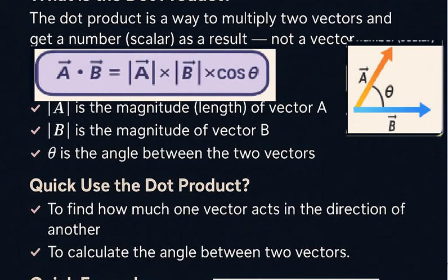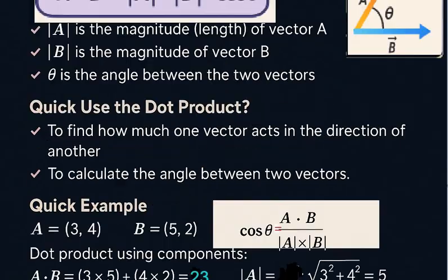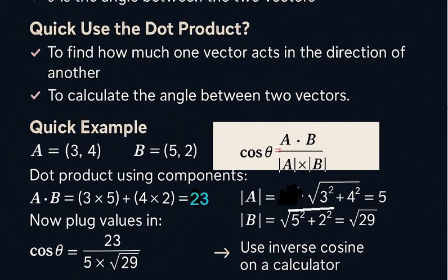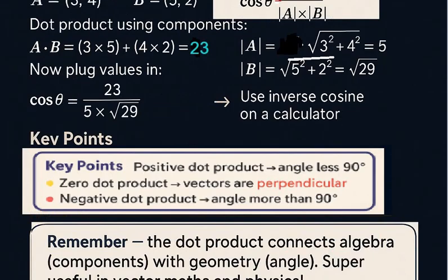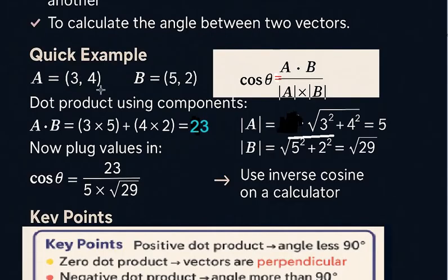To calculate the angle between two vectors, we can use the dot product. Quick example: we are taking two vectors a and b. Vector a is 3 and 4, 3i plus 4j. You can also write b as 5 and 2, 5i plus 2j. Using components, we can find the dot product by multiplying the first components, 3 times 5, plus the second components, 4 times 2. You will get 15 plus 8, which is equal to 23.